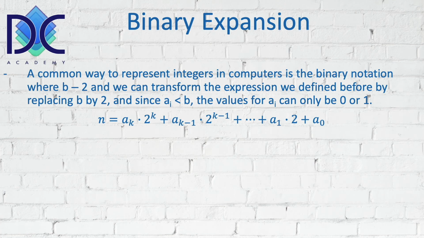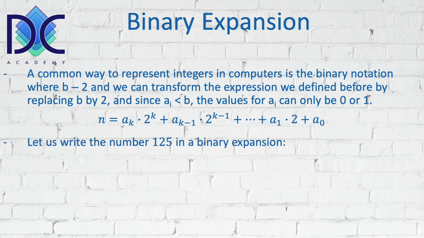When we replace it in the general formula, we obtain the binary expansion. We replace b by 2, and we find that an integer can be written as a_k times 2 to the power k plus a_(k-1) times 2 to the power k minus 1 up to a0. And the different parameters a_j, from a_k to a0, are either 0 or 1. Now let's try to find the number 125 in a binary expansion.